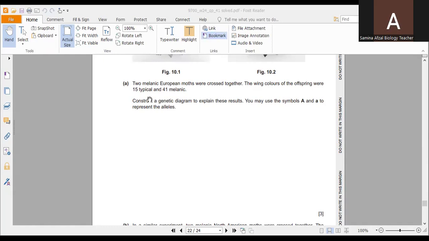You may use the symbols capital A and small a to represent the alleles. This question is a classic example of a genetics problem involving Mendelian inheritance and the famous case of the peppered moth, Biston betularia. The peppered moth exists in two main forms, the typical form, light color, and the melanic form, dark color. This variation in wing color is an example of polymorphism.